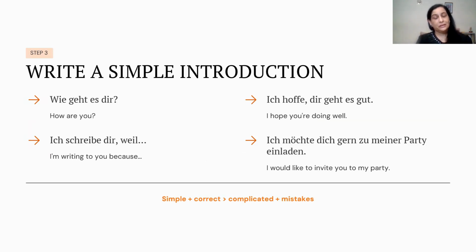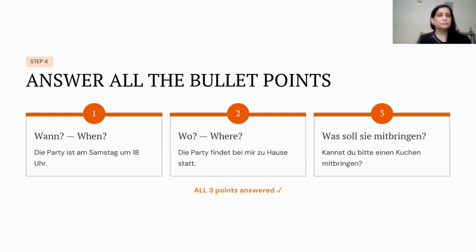Simple plus correct is always better than complicated plus mistakes, isn't it? So you have to write simple but correct German. Answer all the bullet points. The first bullet point, meaning when: Die Party ist am Samstag, on Saturday, um 18 Uhr, at 6 p.m. Wo, where? Die Party findet bei mir zu Hause statt. It will take place at my place.